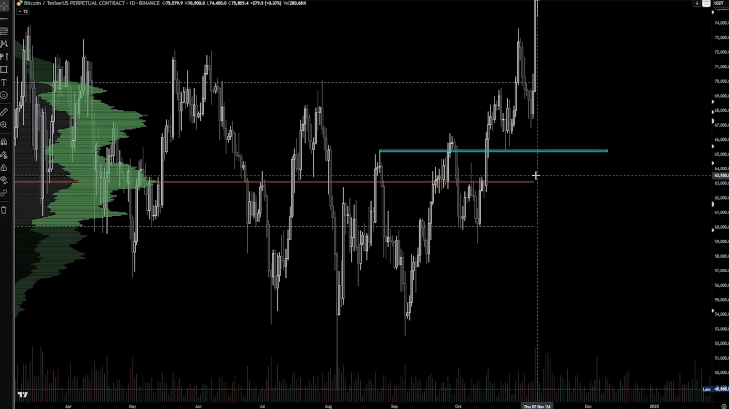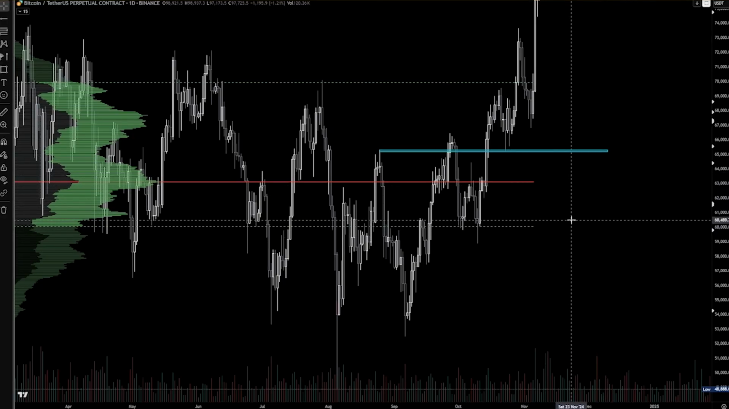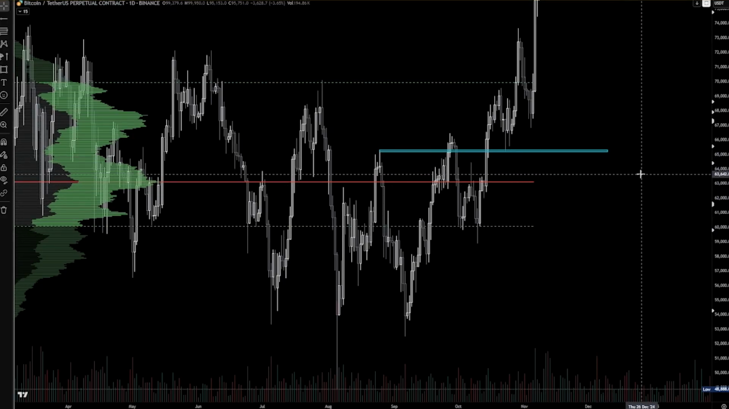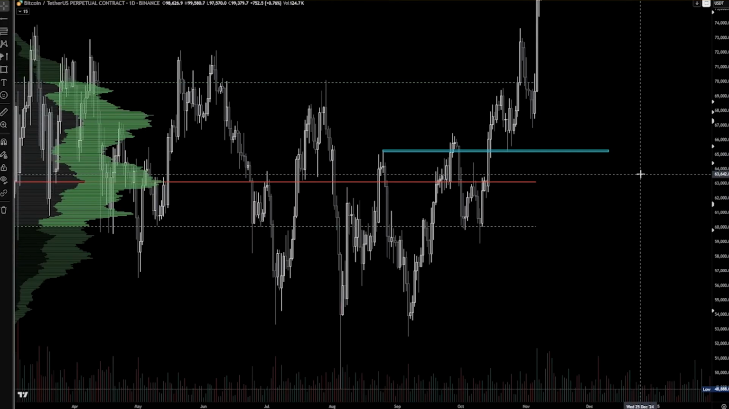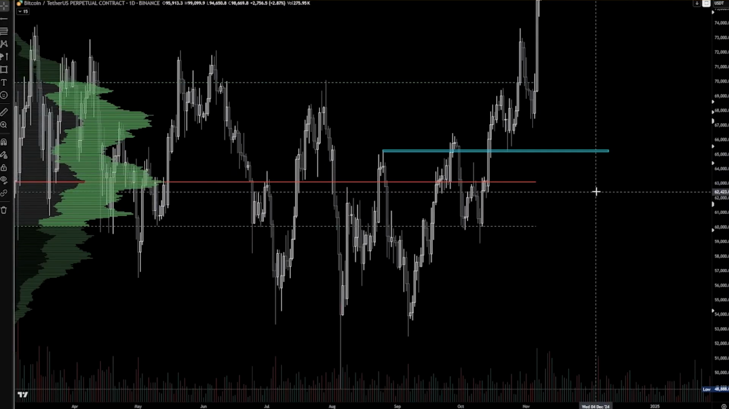Aside from these levels, there's one other kind of important feature that's not part of the profile, but is watched very closely, and that's equilibrium, the 0.5.